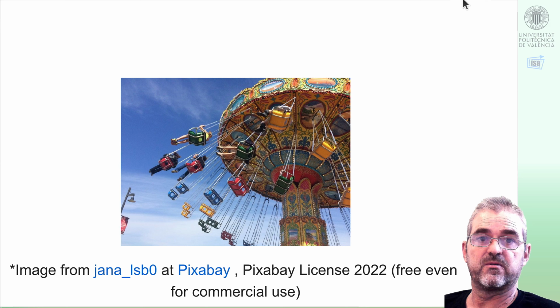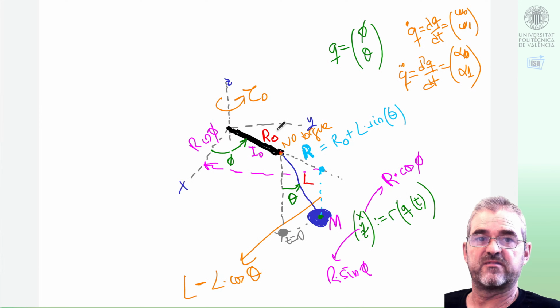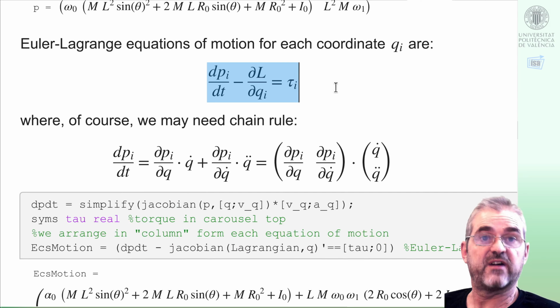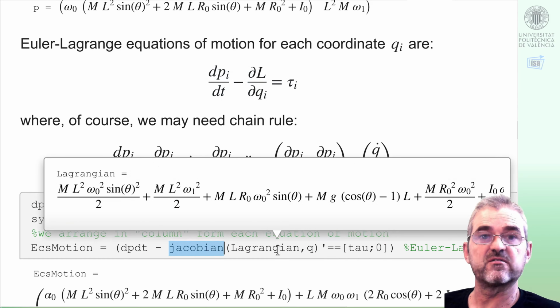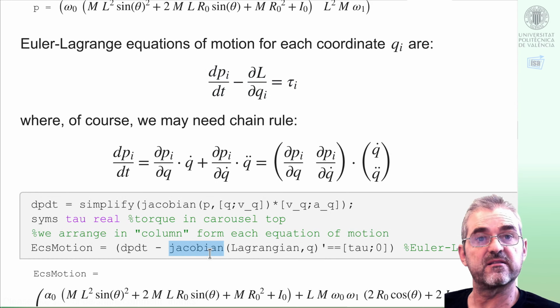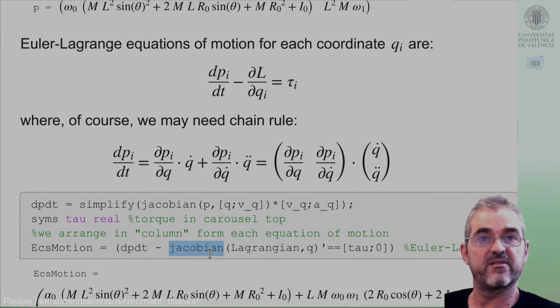In this video, we made an abstraction of this carousel, transforming it to this problem, and we obtained the equations of motion via the Euler Lagrange equation with a lot of help from MATLAB's symbolic toolbox. In particular, we used the Jacobian command a lot of times. So we end here. Thanks for watching.